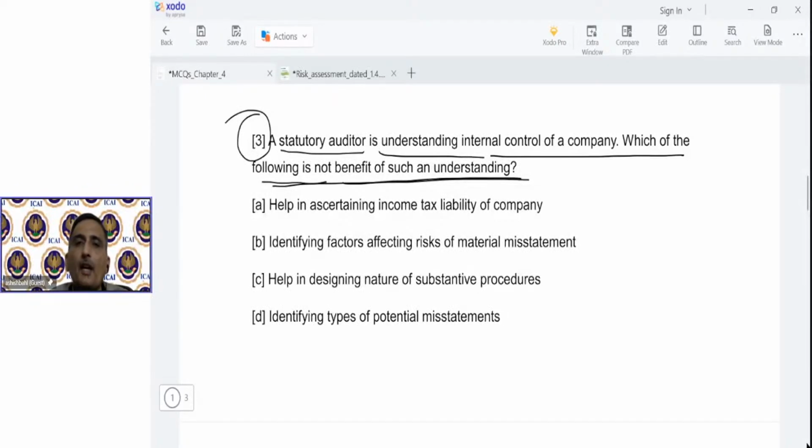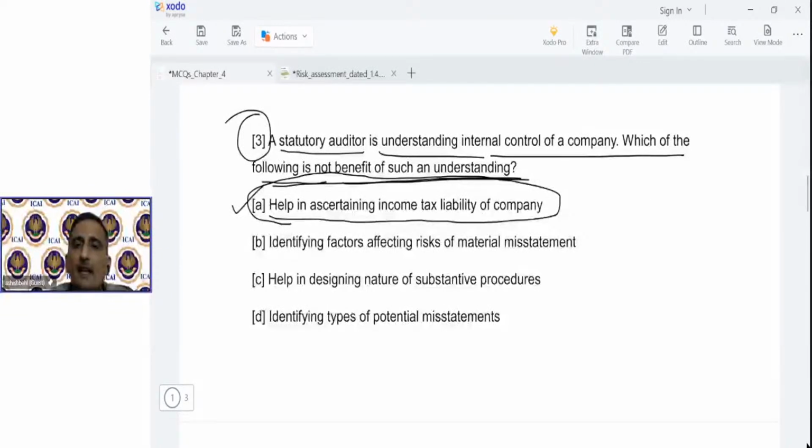A statutory auditor is understanding internal control of a company. Which of the following is not a benefit of such an understanding? Now Singh Rajiv Kumar, Sanjeet M, Mohit Saini, all of you have answered rightly. So the answer is option A. This is not a benefit of understanding internal control.